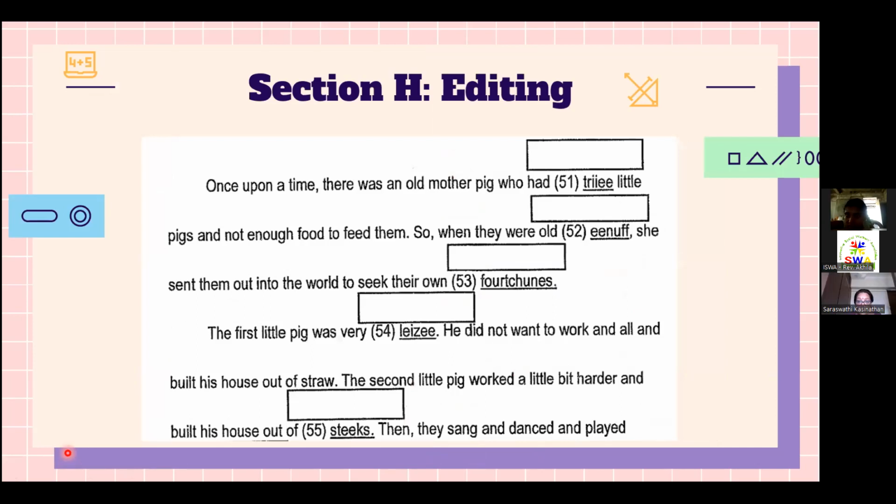Now let's go through the errors in this story. The errors have been underlined, all right? So you need to tell me, how do we correct this error? Okay. Once upon a time, there was an old mother pig who had really little. So what is the error here? Can anybody tell me what's the right word? Teacher, there is a spelling mistake. It should be 3 little pigs. Okay, can you spell?